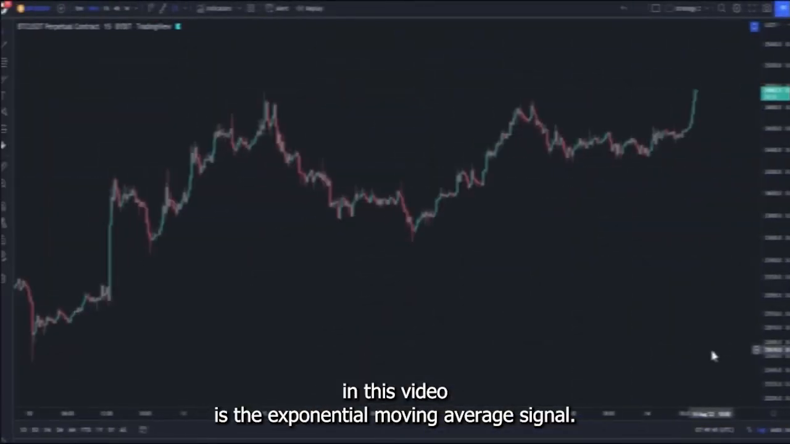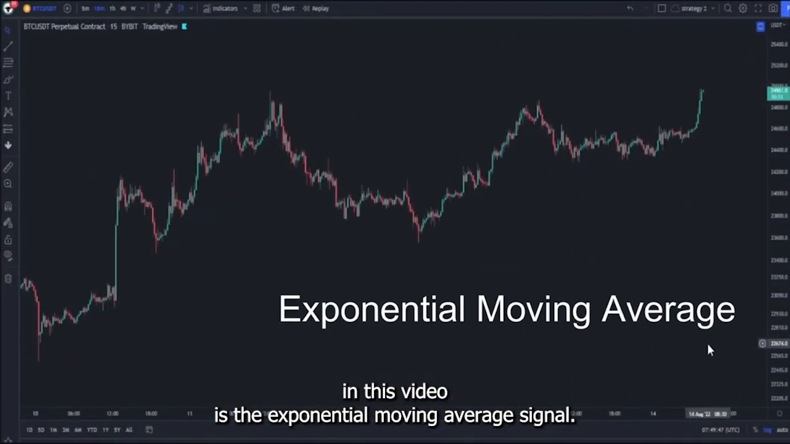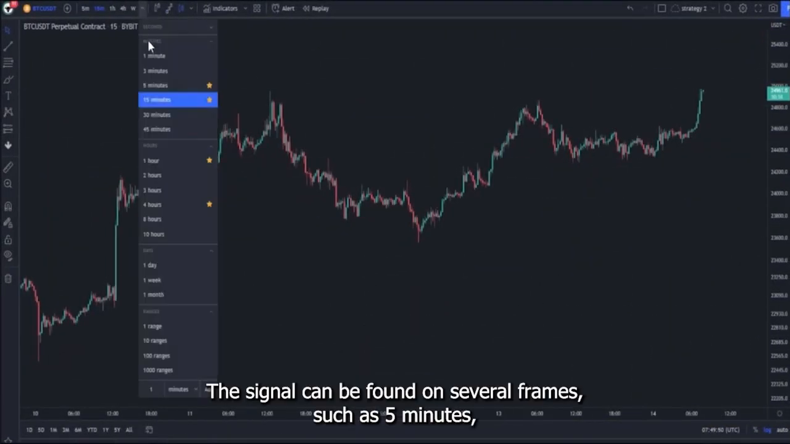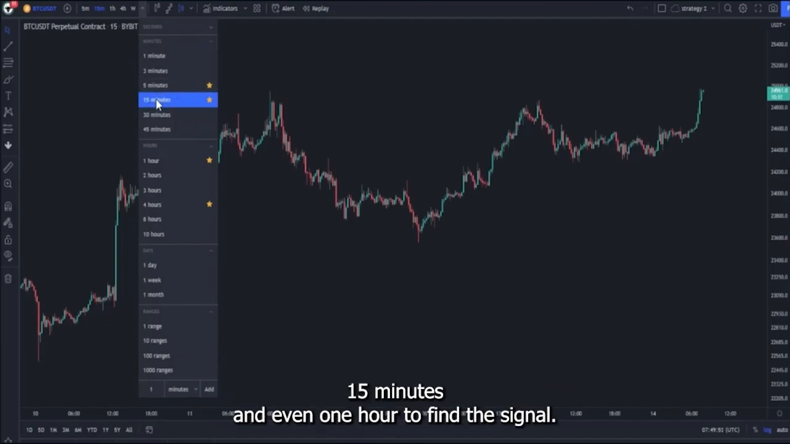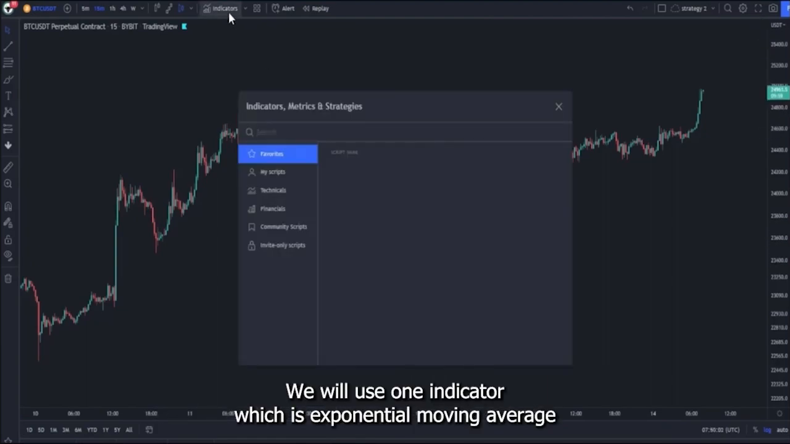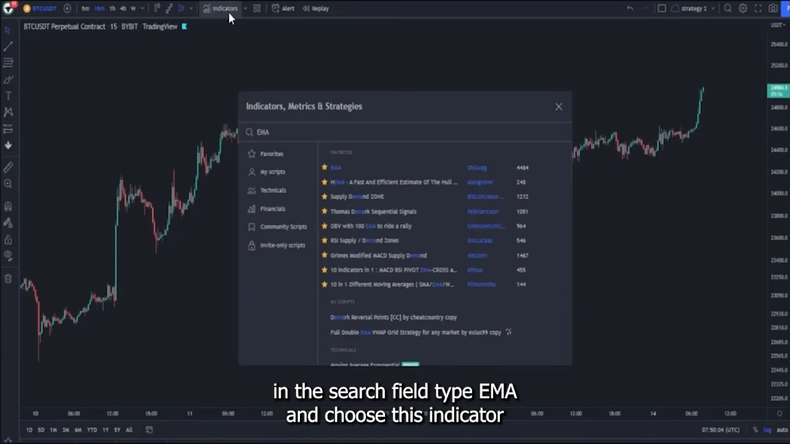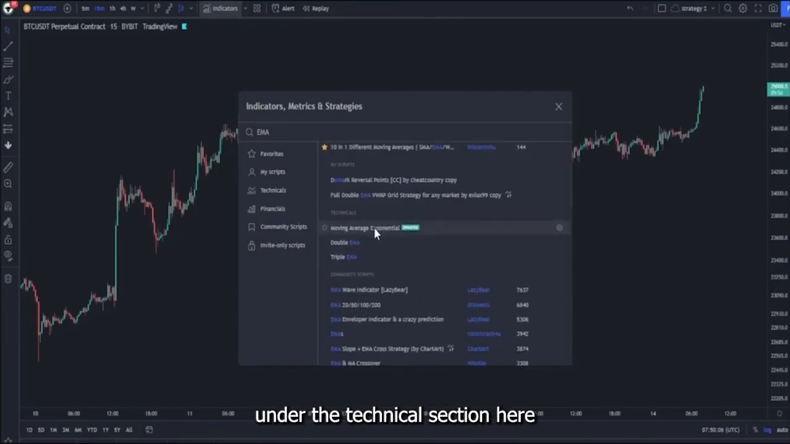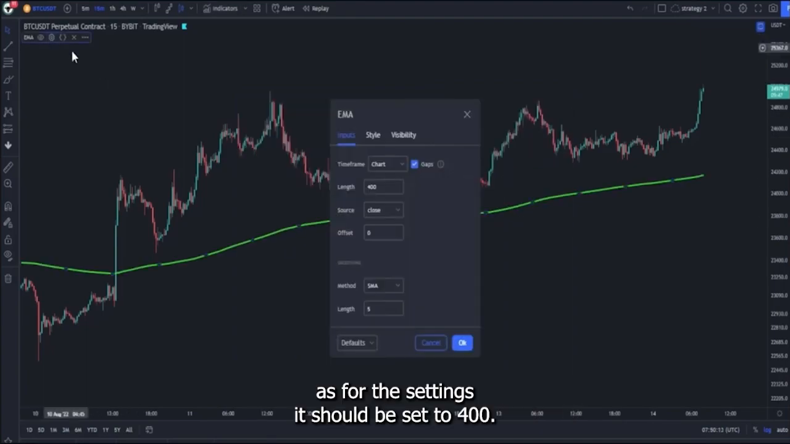The third signal in this video is the exponential moving average signal. This signal can be found on several frames, such as 5 minutes, 15 minutes, and even 1 hour. To find the signal, we will use one indicator, which is the exponential moving average. In the search field, type EMA and choose this indicator under the technical section here. As for the settings, it should be set to 400.